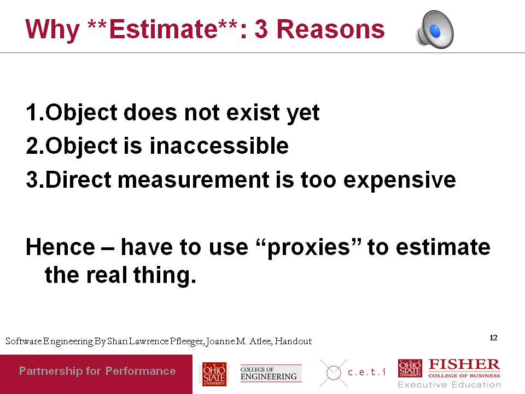So the standard way of dealing with all these three issues is essentially to identify proxies for the real metric that you want to measure. So you measure something else that allows you to estimate the size of the thing that you really want to measure. Okay, so that's the goal in all of this.